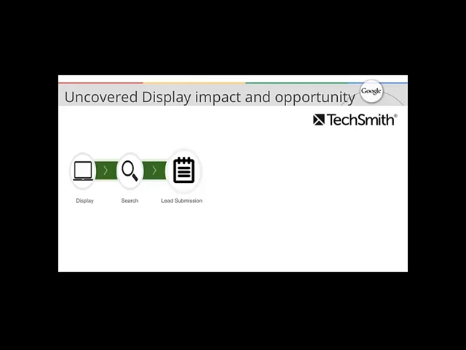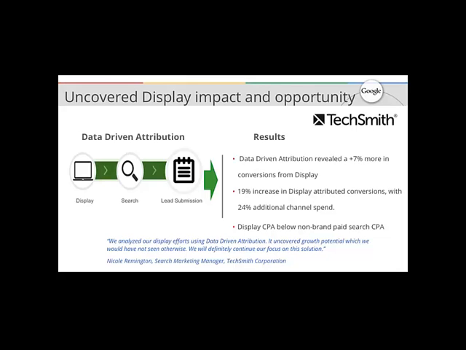So what they did is they actually used the data-driven attribution, which I spoke about just a couple of slides back, and they realized that the data-driven attribution revealed that they actually got 7% more conversions from display than what they were reporting. Based on this, they then increased their spends on display further, and that 24% increase in spends on display led to a 19% increase in display attributed conversions. So clearly it led to a lot more conversions for them.